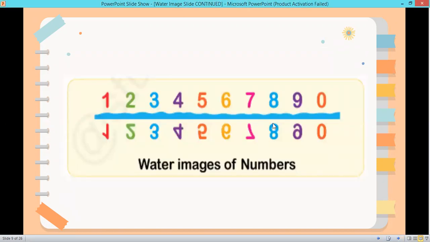In the number part, we have 1 to 0. All the questions will be based on, as I told you, capital alphabets, small alphabets, and the numbers. And the questions can be in mixed form also. I'll make you practice that as well. First, let's practice the number part. You can see that in the number part, only 0 and 8 are the same. These have identical water images. Others do not have identical water images.